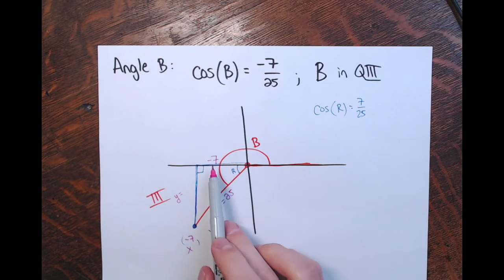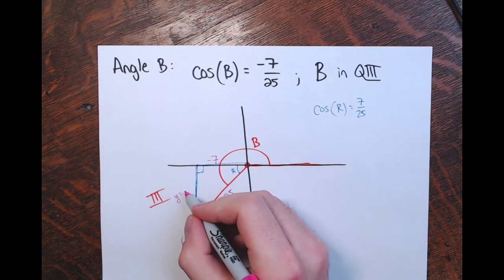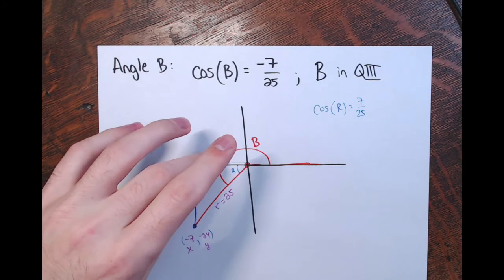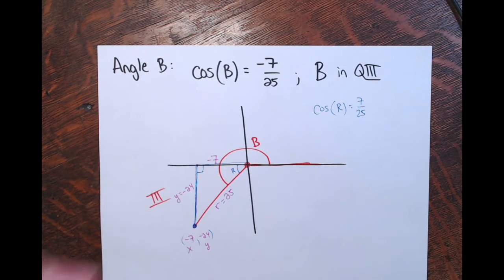All right, now again, you can set up the Pythagorean theorem, and you'll see that this has a length of 24. And I'm going to call it negative 24 because I'm in quadrant 3, right? And y-coordinates and x-coordinates should both be negative. All right, so again, 7 squared plus 24 squared equals 25 squared. You can double check that. All right, so now I have everything I need about angle B.